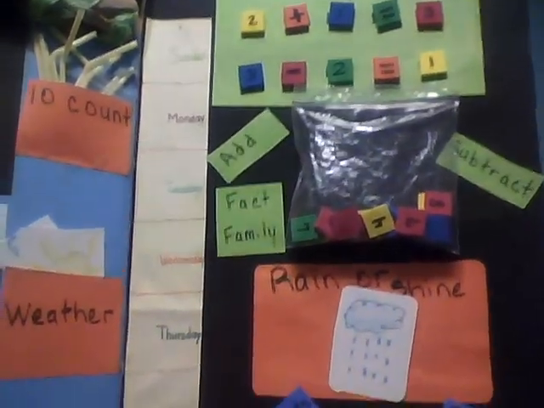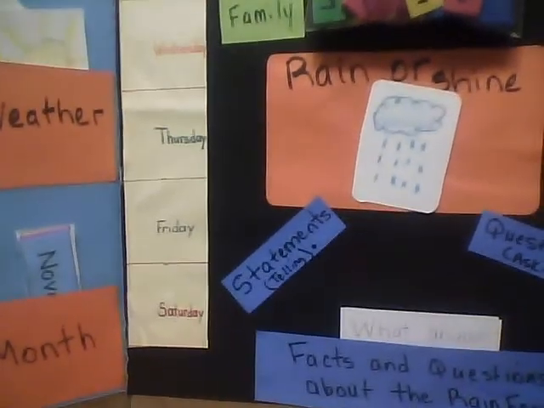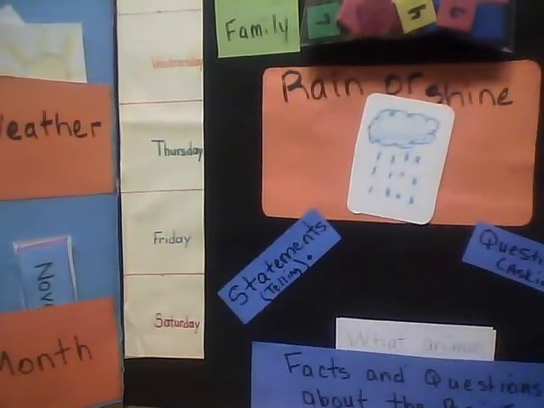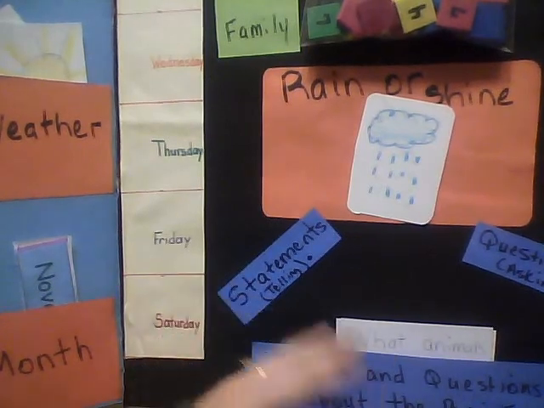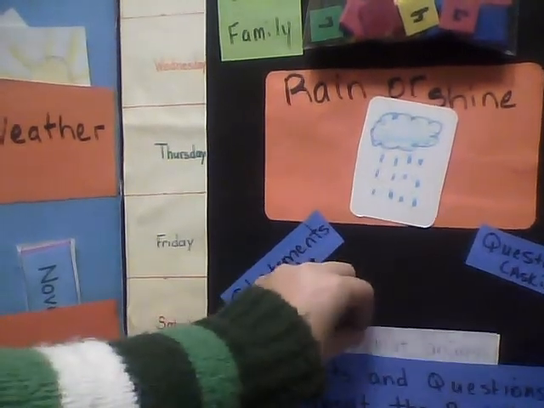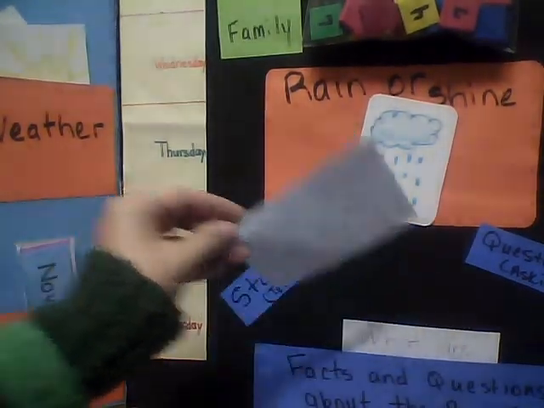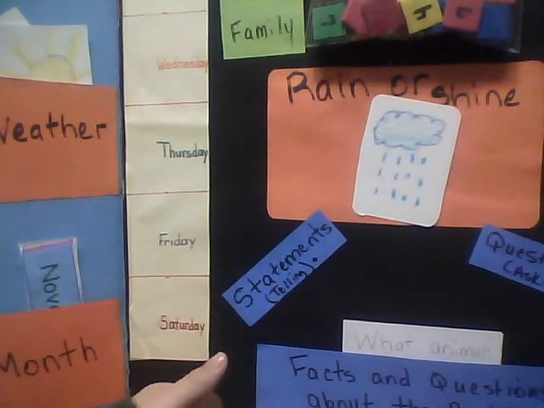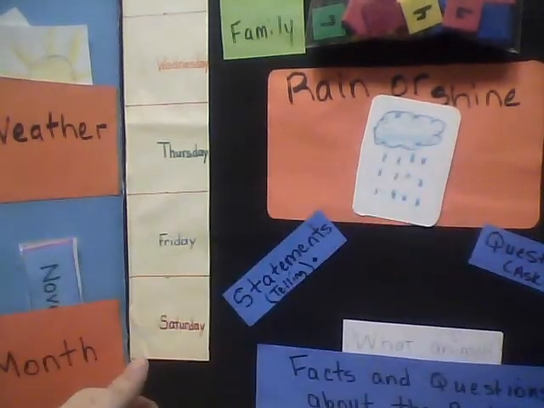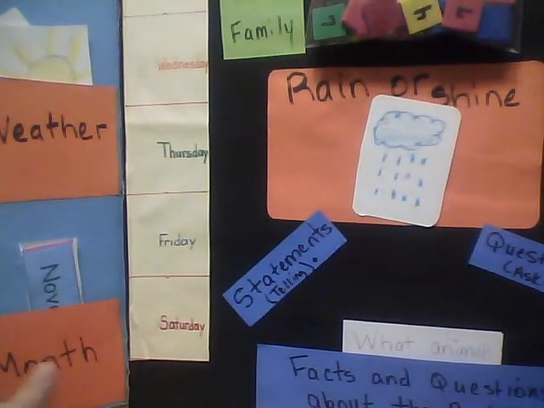At the bottom here, I threw in a place for facts about the rainforest. It's either a statement or a question, and they have to tell me which it is. I'll ask them a question, like what animals live in the rainforest? They have to tell me whether I was telling them something or asking them a question, and then, of course, they'll answer it.